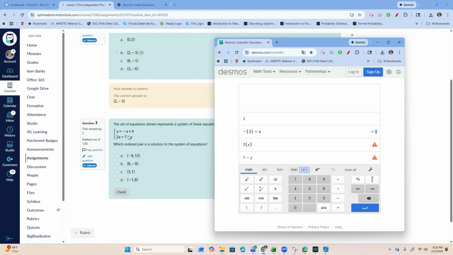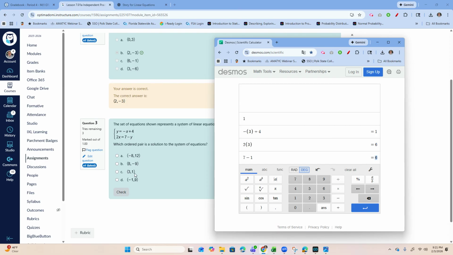Now I'm going to check it out in my second equation. I'm going to test the 3 and the 1 in my second equation. Wherever I see x, I'm going to put 3. And you can see I got 6. And wherever I see y, I'm going to put 1. And look, I got the same answer in my third and my fourth line.